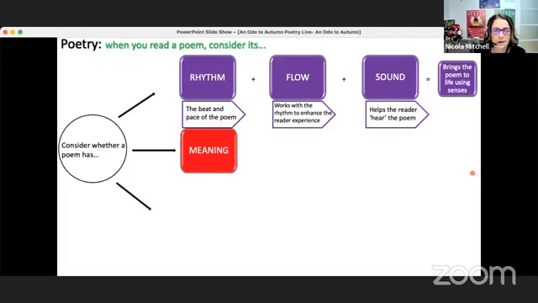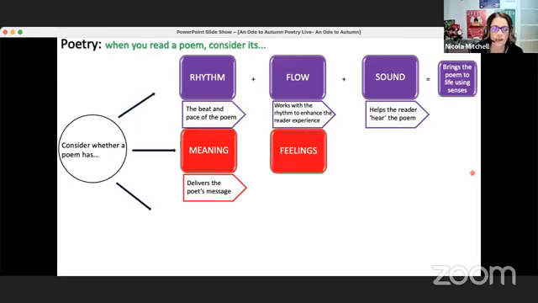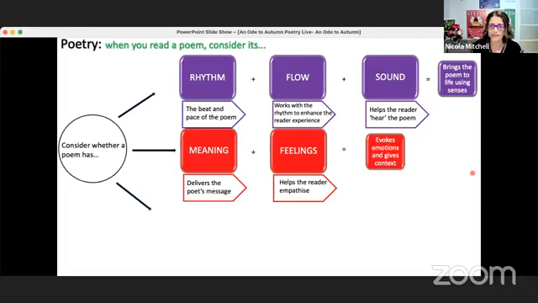Then we take on meaning. That's the next level. So these are red level. The meaning delivers the poet's message. So what was the message the poet wanted to deliver to you? What is it all about? And then we have feelings, because when we read something, we often react to it, and that's the feelings that we get. So it helps the reader maybe to empathize. It might make the reader feel angry. It might make them a little bit sad or joyful. And when we put those together, it evokes emotions and gives context. So it really does help you understand what is going on. And then finally, our last layer, which is our green layer, is shape.